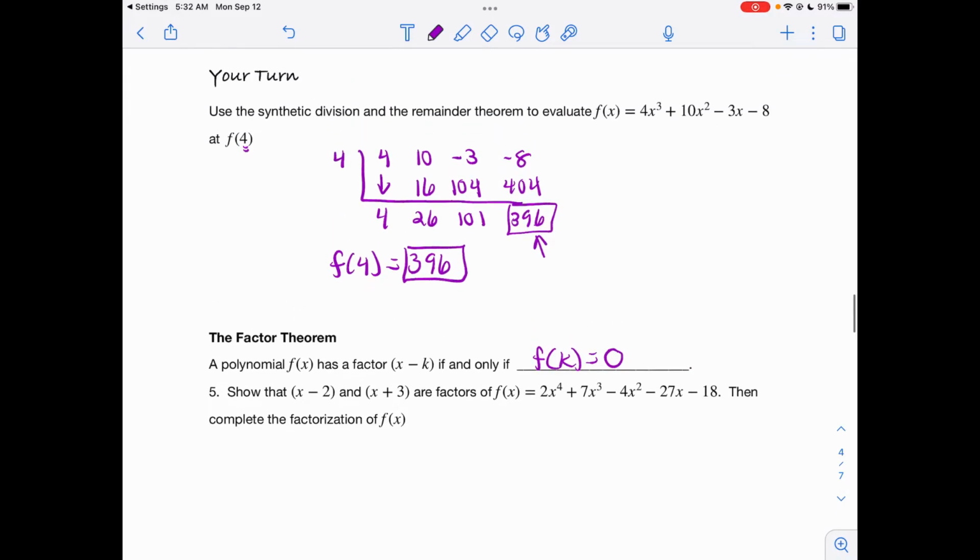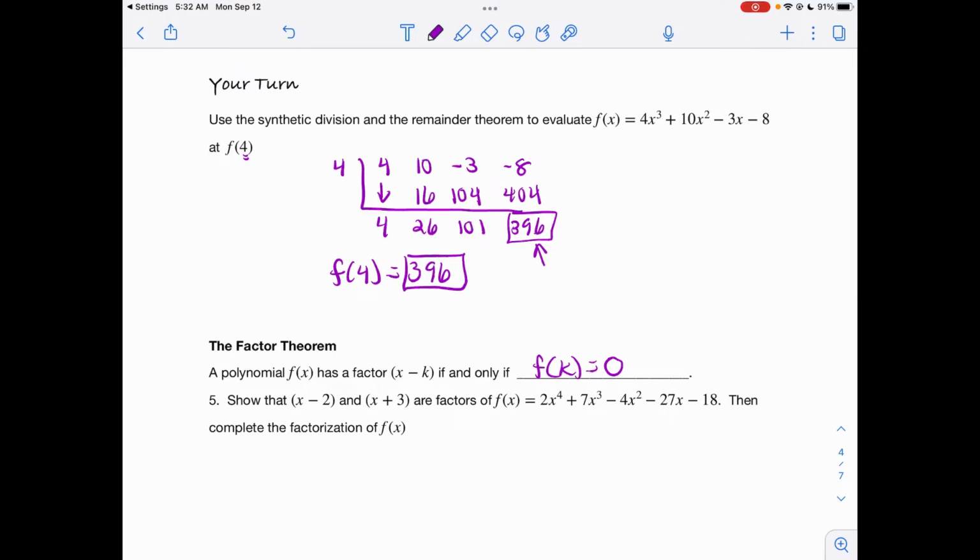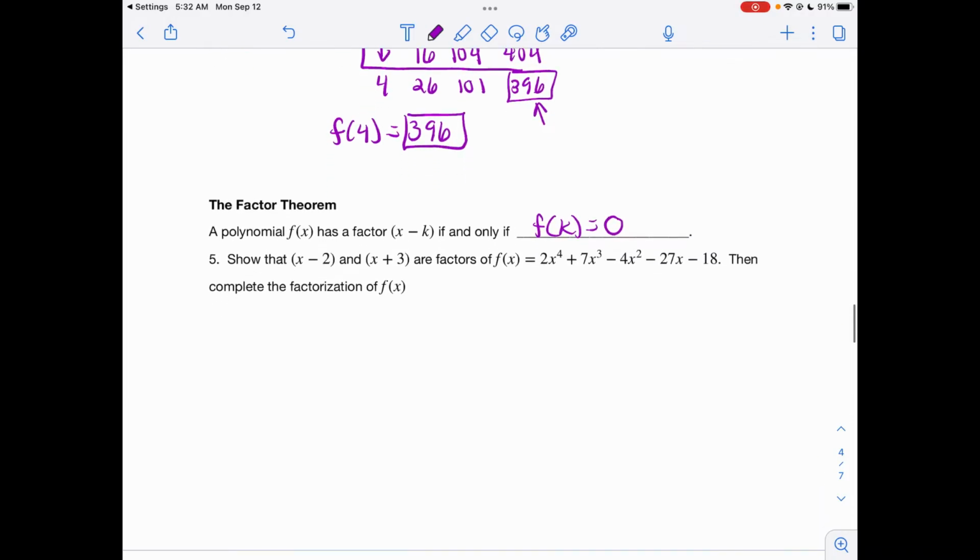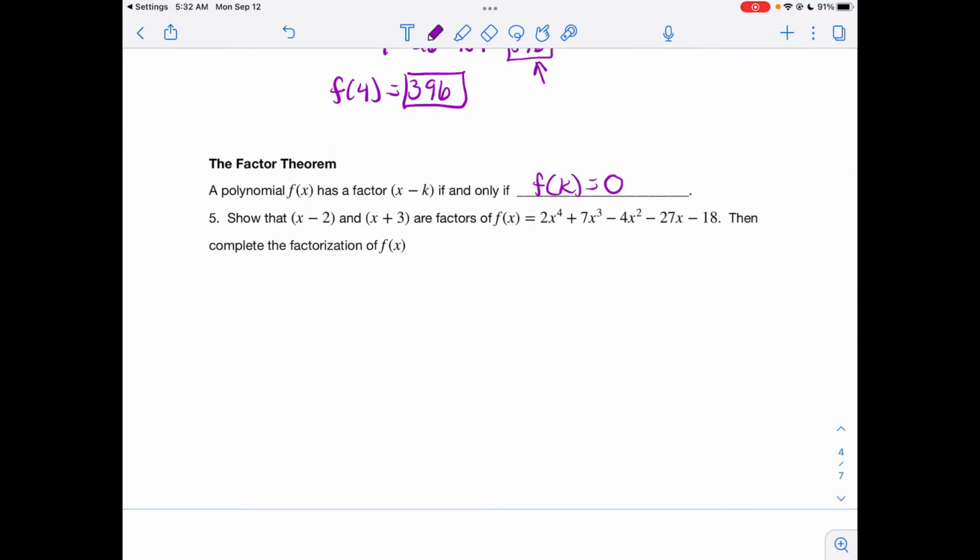So I know here, since I got 396 as an answer, that x minus 4 is not a factor of this polynomial from our last example. So that's how you figure out if it's a factor or not. If you get 0 as a remainder, it is. So we're going to show that x minus 2 is a factor of this polynomial. So I'm going to do synthetic division, and again, I'm checking that's x to the 4, 3, 2, 1, 0, so I don't need placeholders. I just take those coefficients.